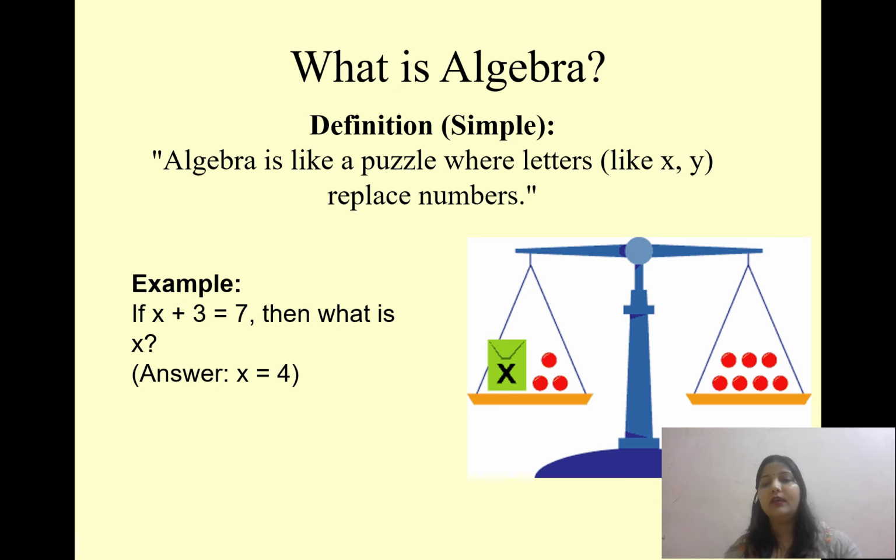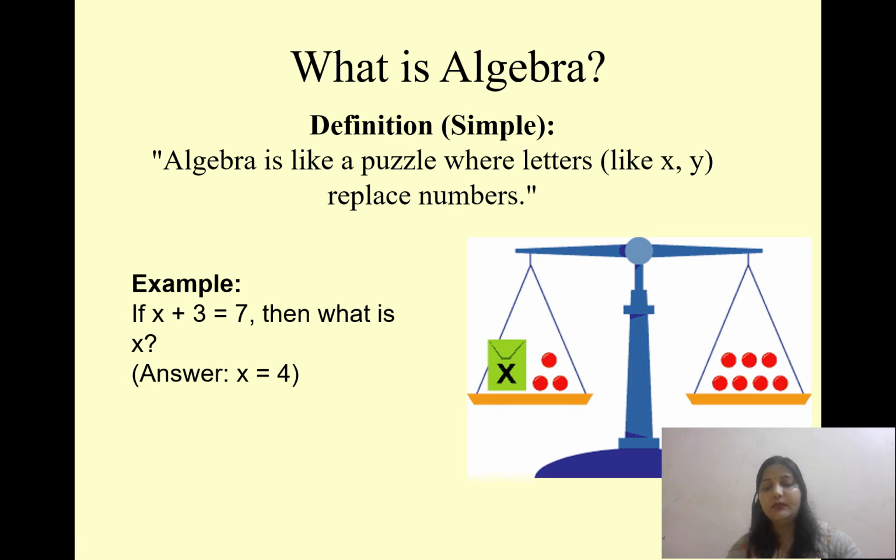x or y. We can take any letter of the alphabet which replaces the number. For example, you can see the balance in the figure. x plus 3 equals 7, which means what will be the value of x? If we add 3, you know the answer is 7, which means both sides are equal. Can you find the value of x?